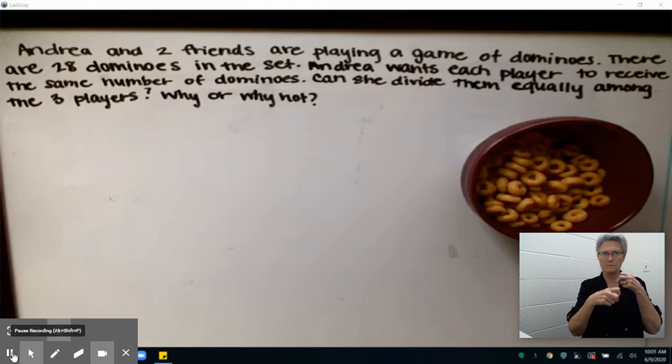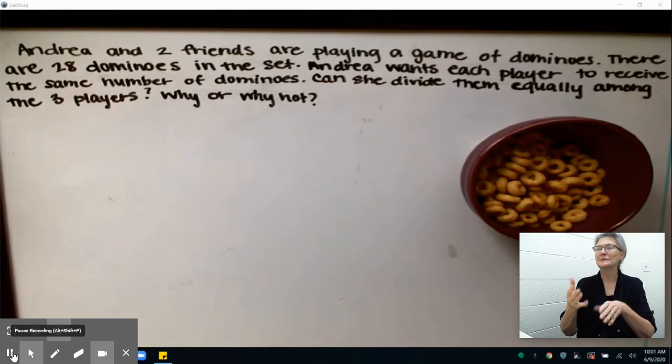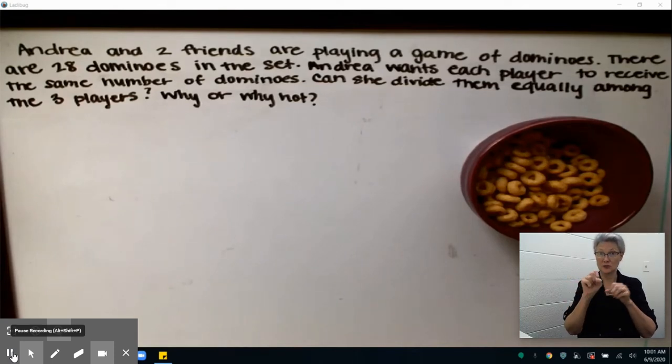Andrea and two friends are playing a game of dominoes. There are 28 dominoes in the set. Andrea wants each player to receive the same number of dominoes. Can she divide them equally among the three players? Why or why not?